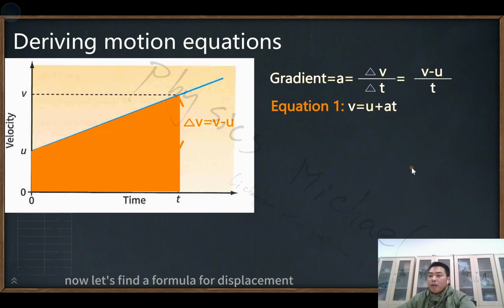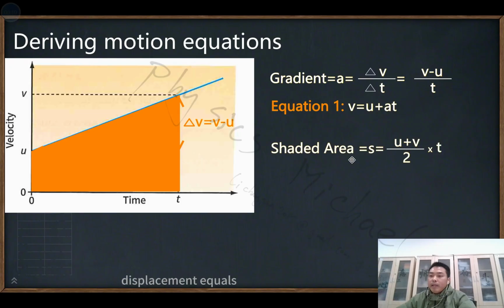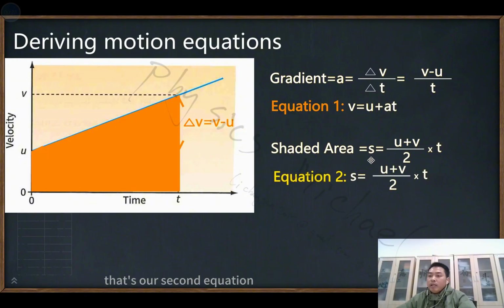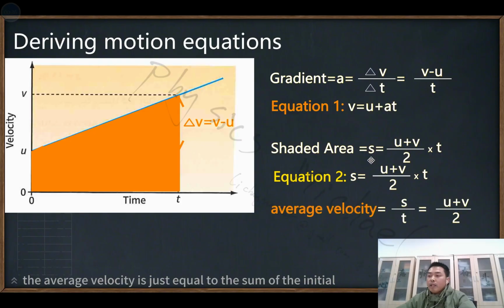Now, let's find a formula for displacement. On the velocity time graph, the area under the graph tells us how far the object has traveled. That's displacement. The area under the graph is shaped like a trapezium or trapezoid, so we use the trapezium area formula. That gives us displacement equals the sum of the initial and final velocities divided by 2, then multiplied by time. That's our second equation, useful when you know the starting and ending velocities. And by this equation, we can find that the average velocity is just equal to the sum of the initial and final velocities divided by 2.